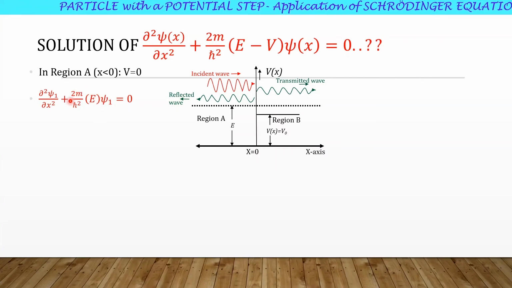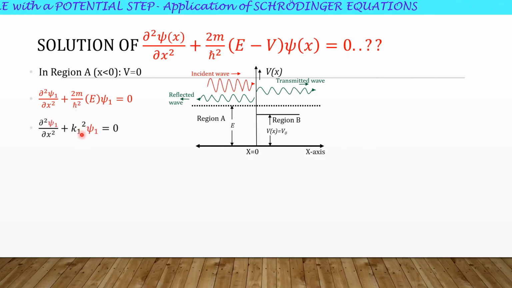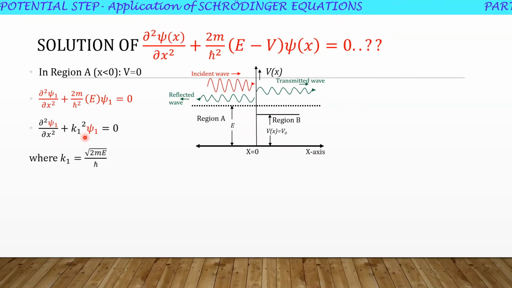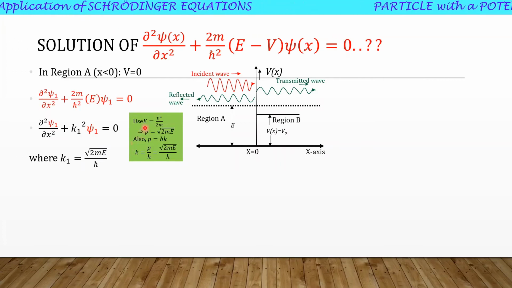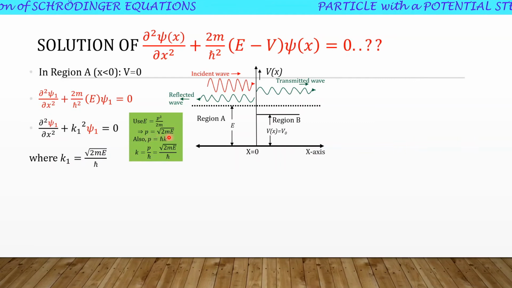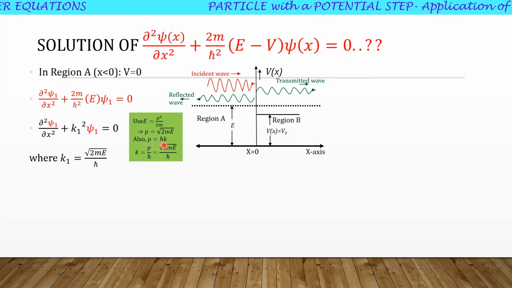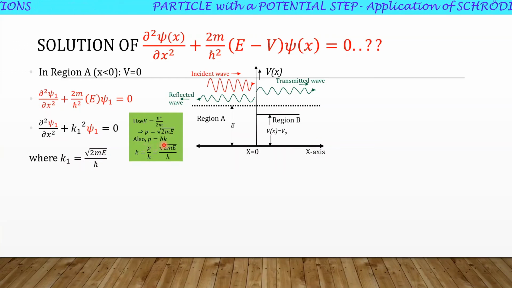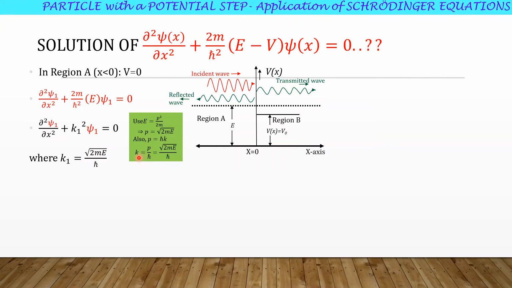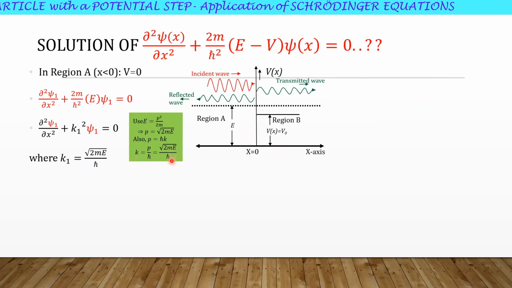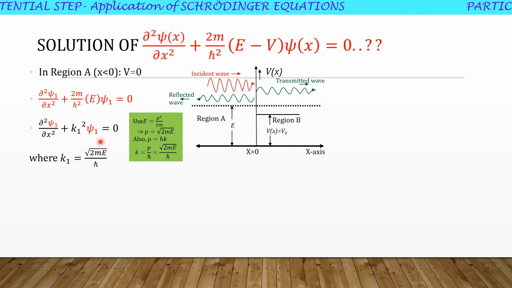Now this term in the equation can be written in terms of the wave propagation vector, and for this I have made use of the relation E equal to p square by 2m, from where p can be written as the square root of 2mE. Also, p can be written in terms of the wave propagation vector as the product of h cut and k. From here, I could write k equal to the square root of 2mE over h cross. And now the equation becomes this, for which I have to find the solution.